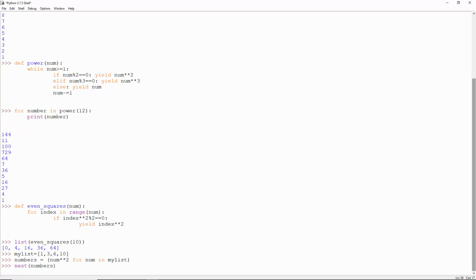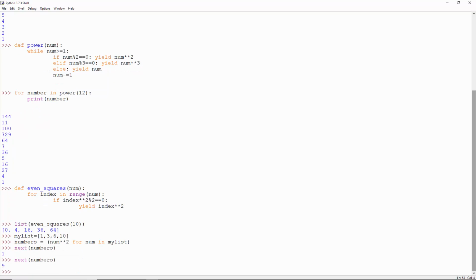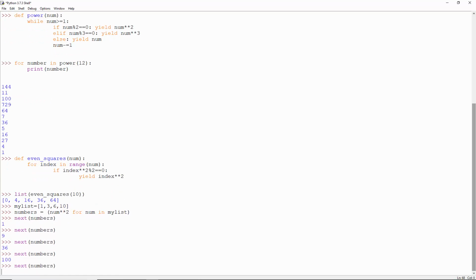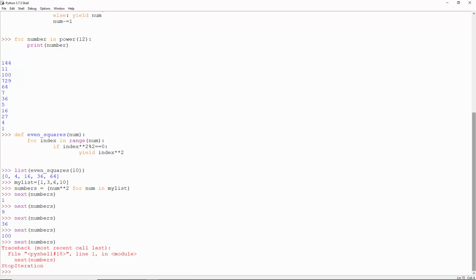So the next number it yields is 1, then 9, then 36, then 100. Then it raises a StopIteration because there are no more values. A generator is also an iterator.